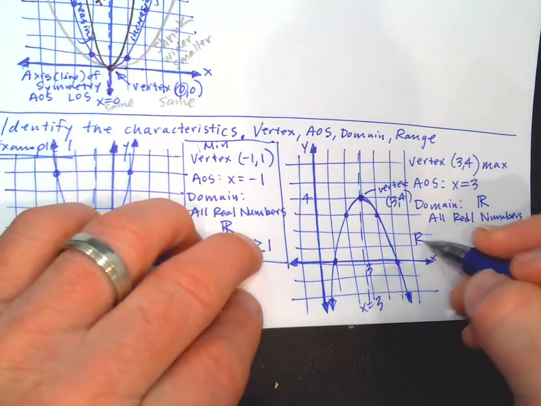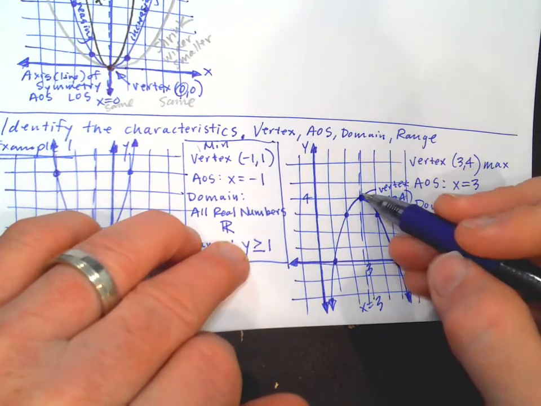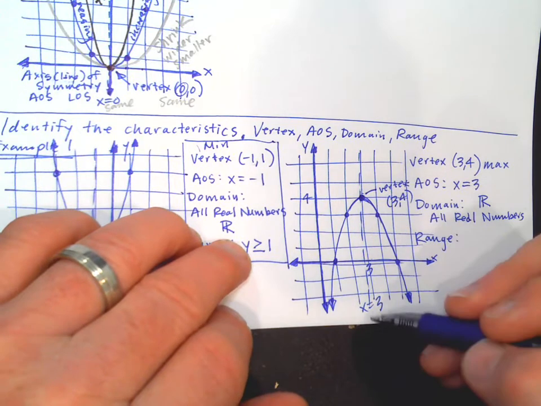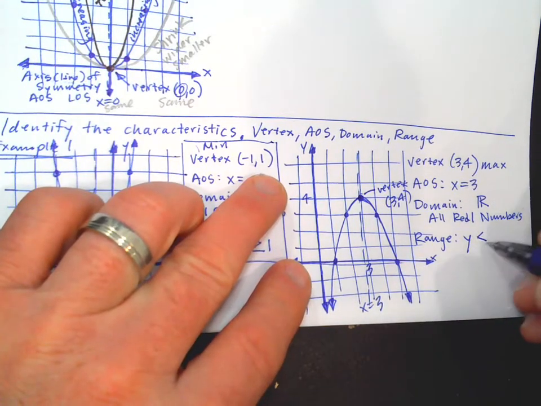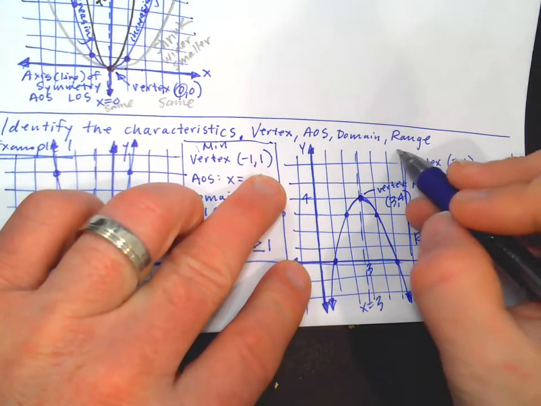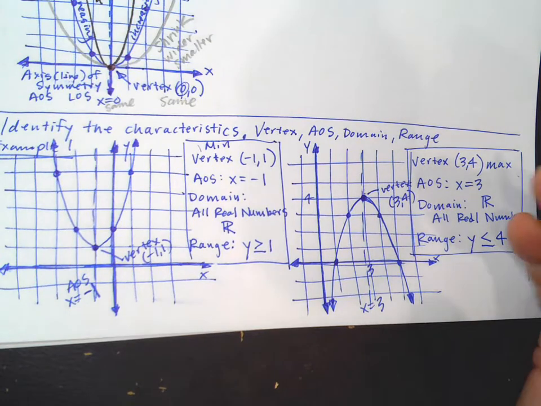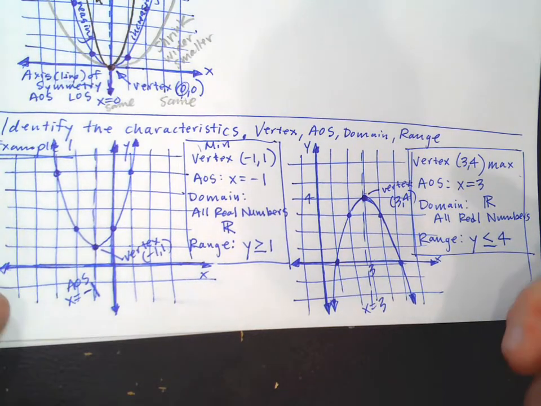The range is the y values. Now here the y values don't go up forever. The highest y value is 4, and then it goes down from there. So y is less than or equal to 4. Those are your answers. Okay? So you're going to have to look at a picture and identify the characteristics.